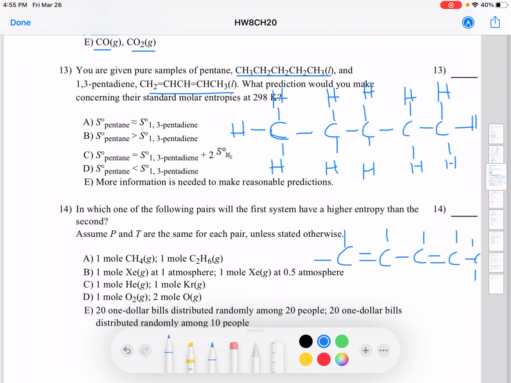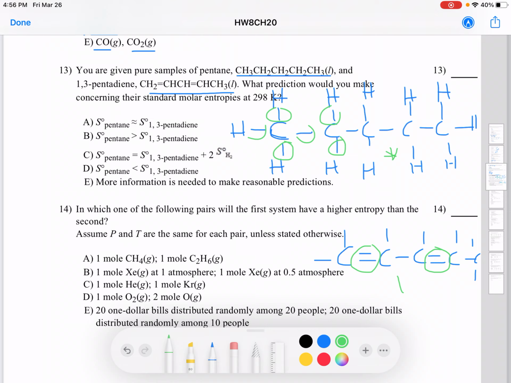Like this. So the last carbon has one more bond. When you have all single bonds, these bonds can rotate, so it has more degrees of freedom. Whereas when you have a double bond, it restricts the rotation. Because of that, the double-bonded molecule has less entropy compared to the single-bonded one.